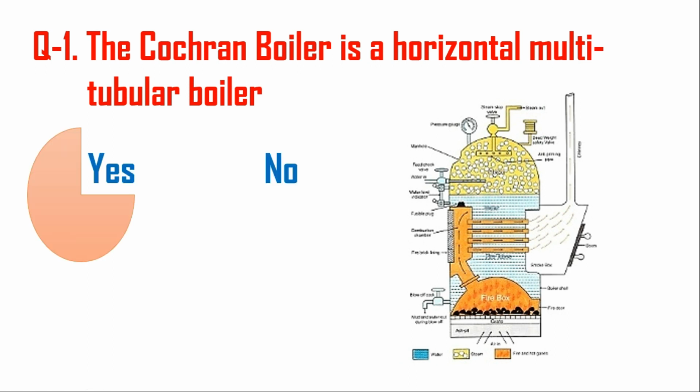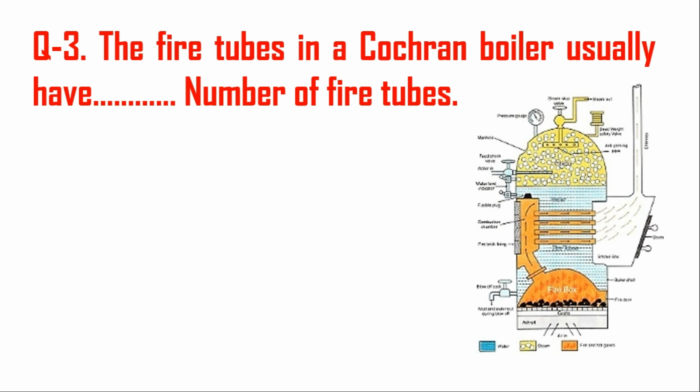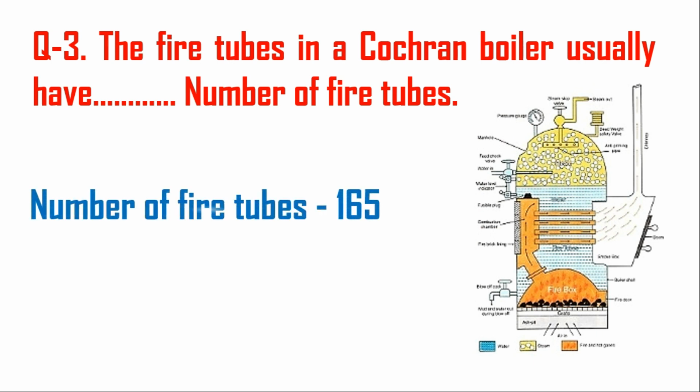Question number 2. The fire tubes in a Cochrane boiler usually have dash diameter. So its diameter is 62.5 mm. The fire tubes in a Cochrane boiler usually have 62.5 mm diameter. Question number 3. The Cochrane boiler usually has dash number of fire tubes. The number of fire tubes in the Cochrane boiler is 165.